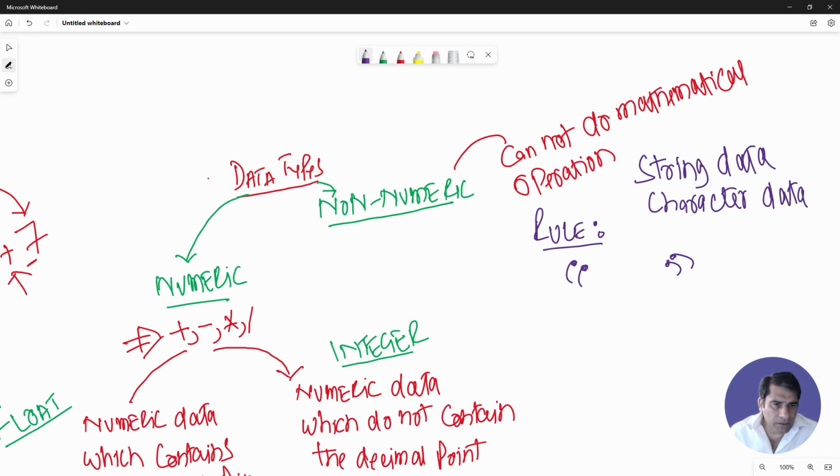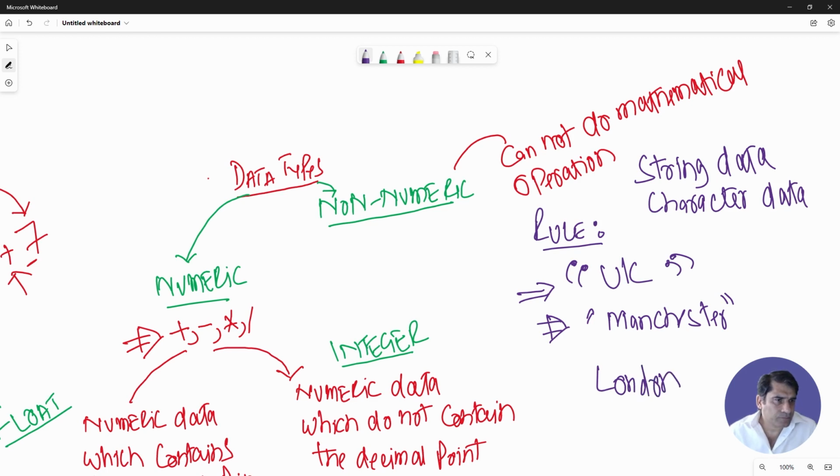Okay, so for example, UK, it is in the speech marks, so it is non-numeric data. Manchester, now it is non-numeric data. So for example, if you write London, what type of data is it? My friends, what type of data is it?